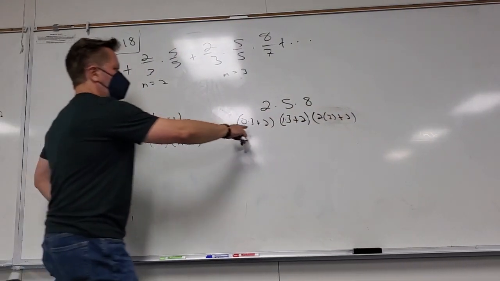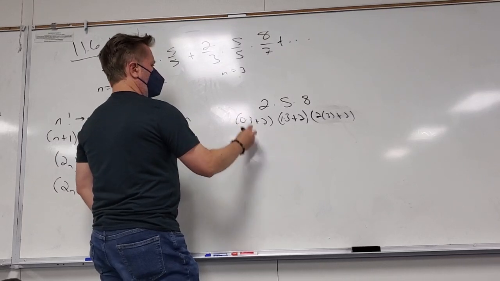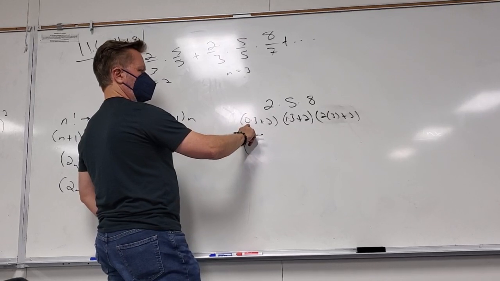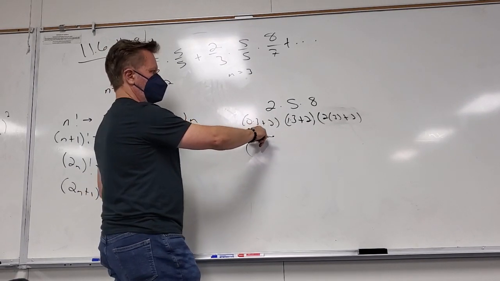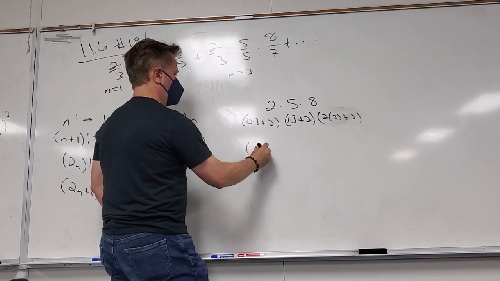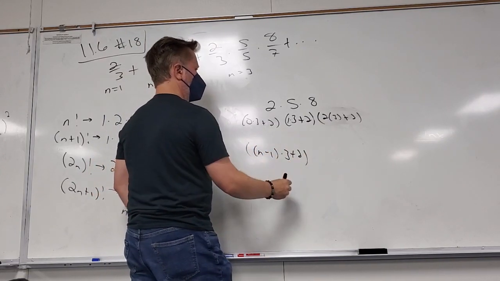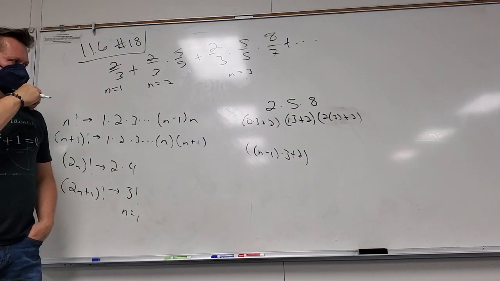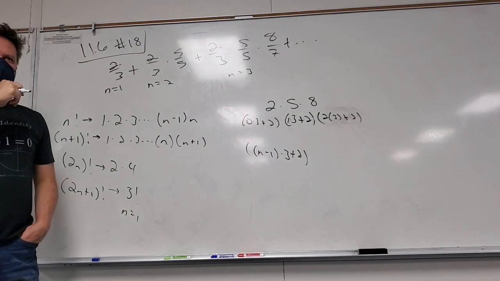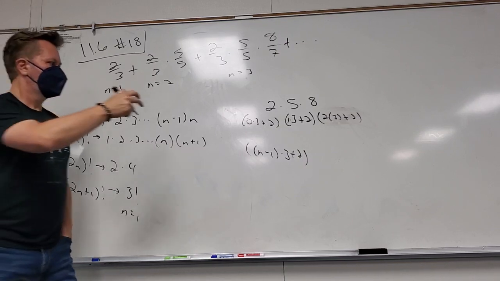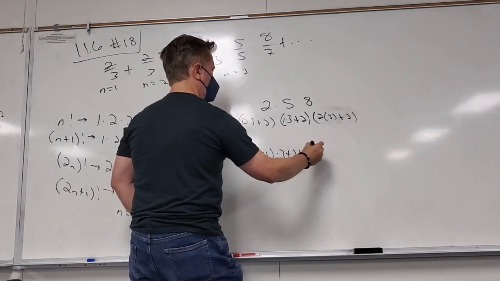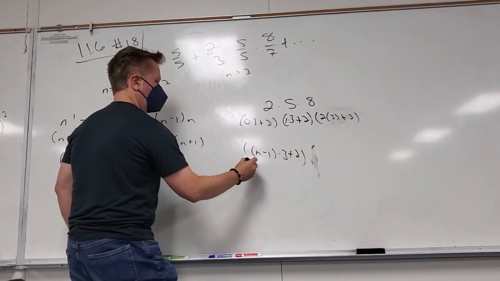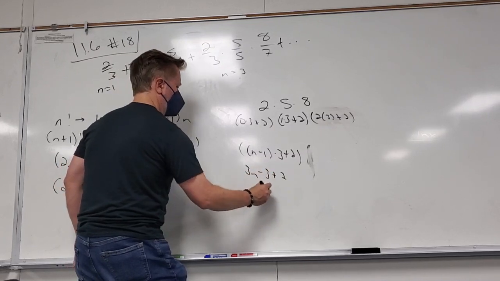Now what does each one of these look like? Let's see. For n equals 1, this piece would be n minus 1 times 3 plus 2, right? So that's what each one of these looks like. Yes? Okay. So what does that actually look like then? That would be 3n minus 3 plus 2, 3n minus 1.